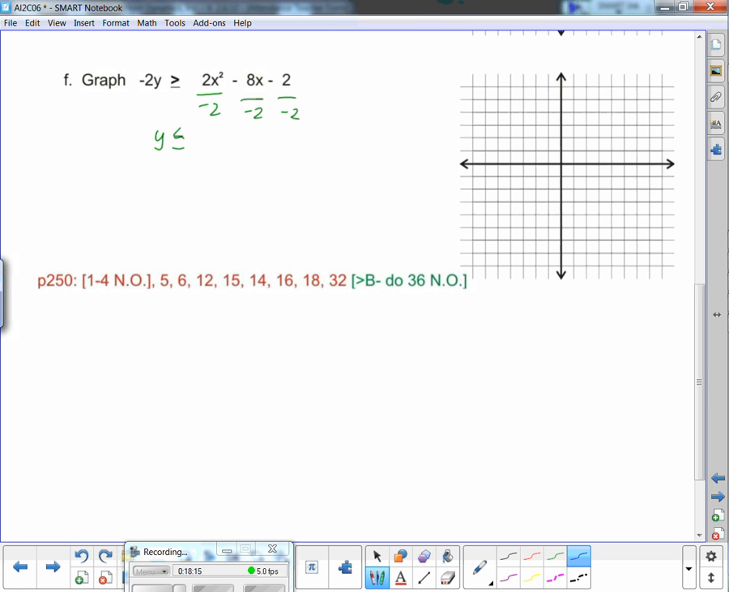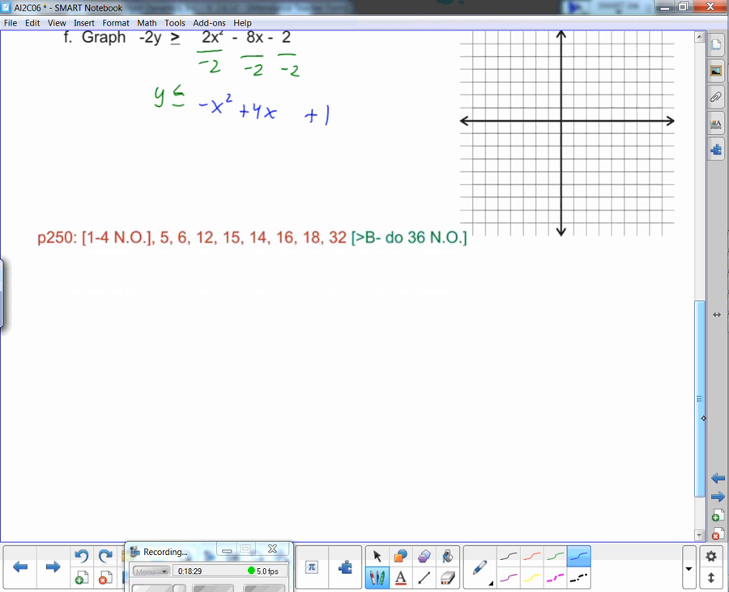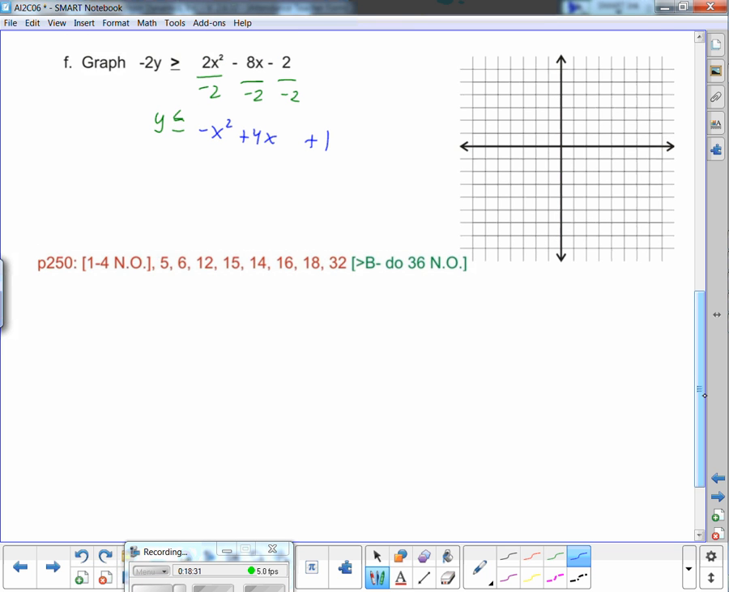Okay, so where are we at now? We're at -x squared plus 4x plus 1. So what am I going to do now? If you were graphing this, what would you do next? Anybody raise your hand, tell me what to do next? Any volunteers? Come on, think. Julia?